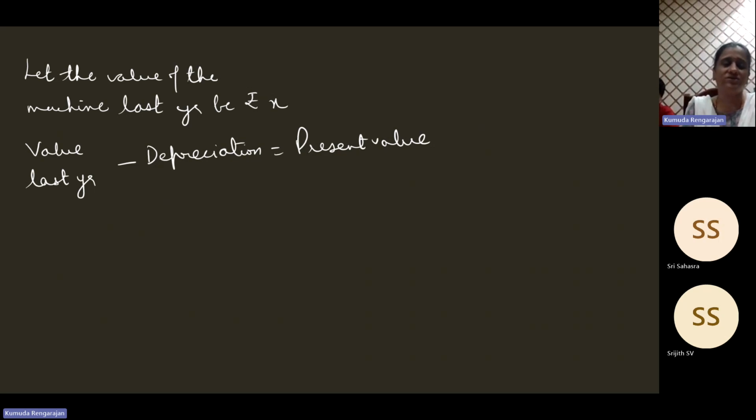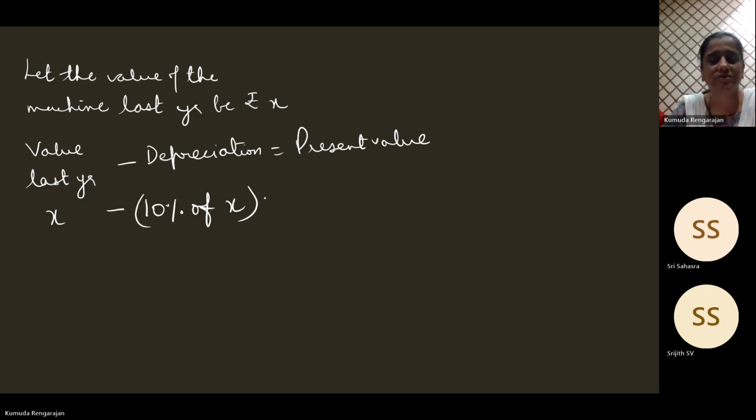See, this all of us can understand. Whatever the value was last year, minus the depreciation, because depreciation is reduction in value, is the present value. What's the value last year? X. Minus what is depreciation? What's the percentage? 10%. 10% of X is equal to the present value, 54,000.